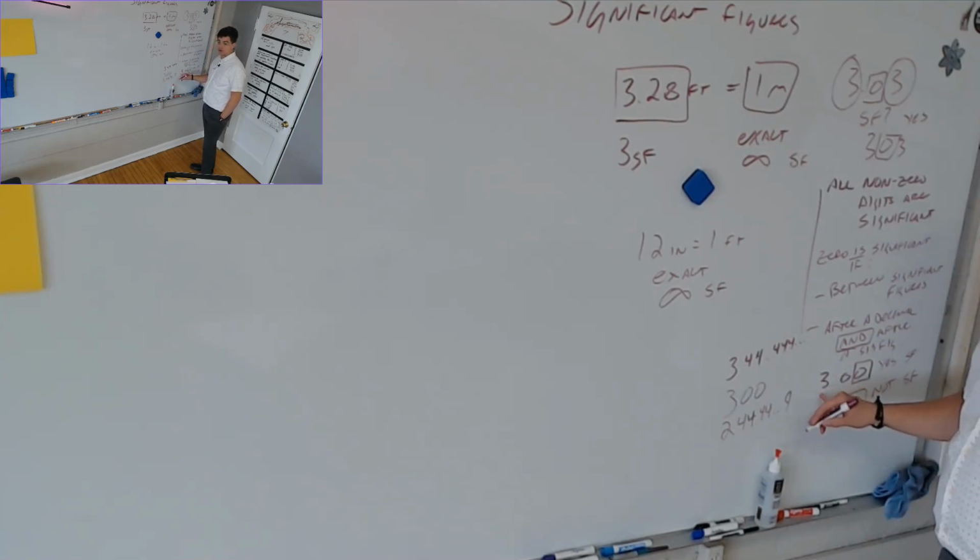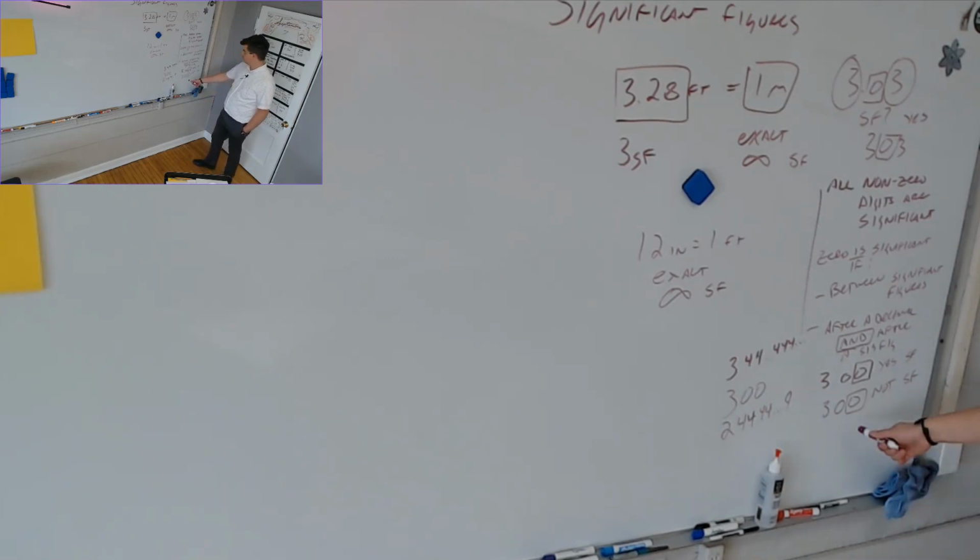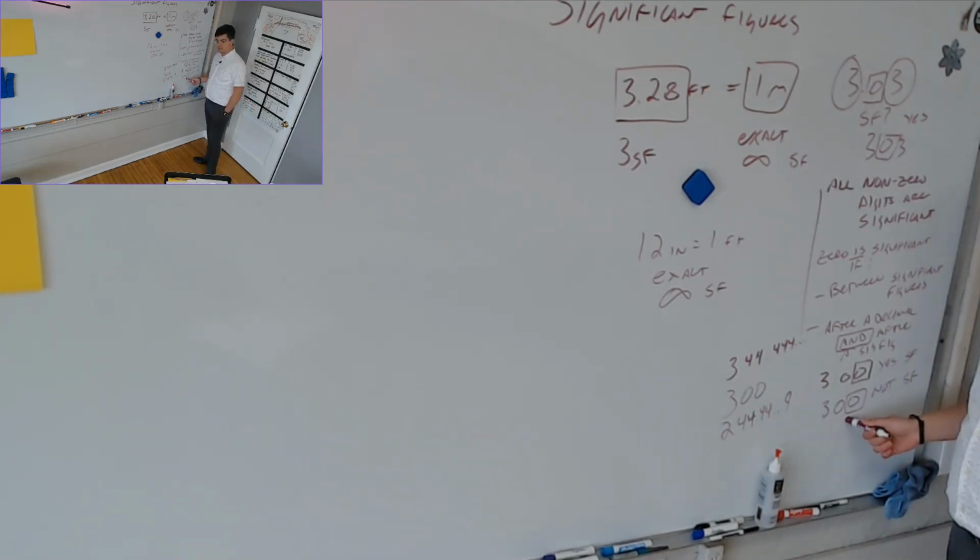Yep. The 3 is significant. Remember, all non-zero digits are significant. So on the bottom one, that middle 0 is significant.